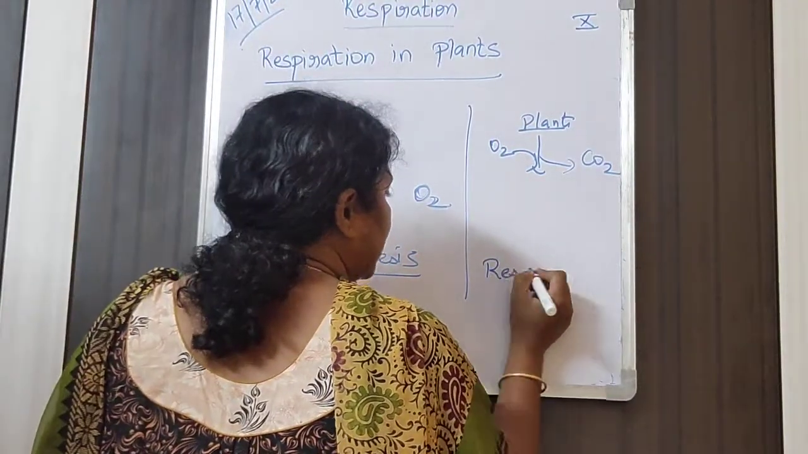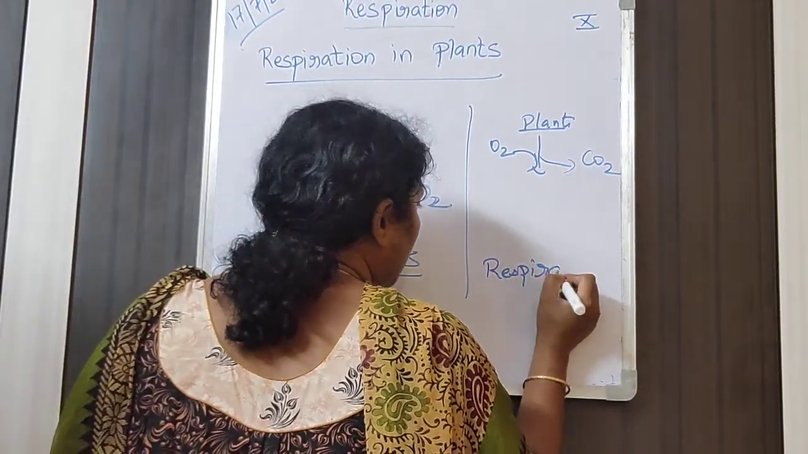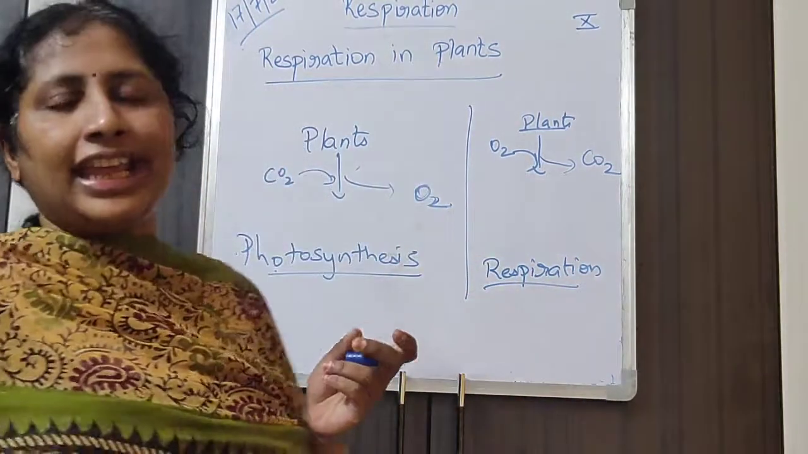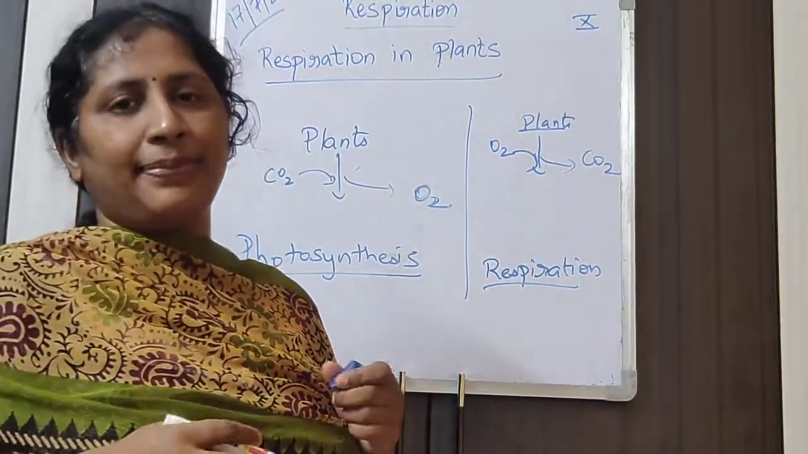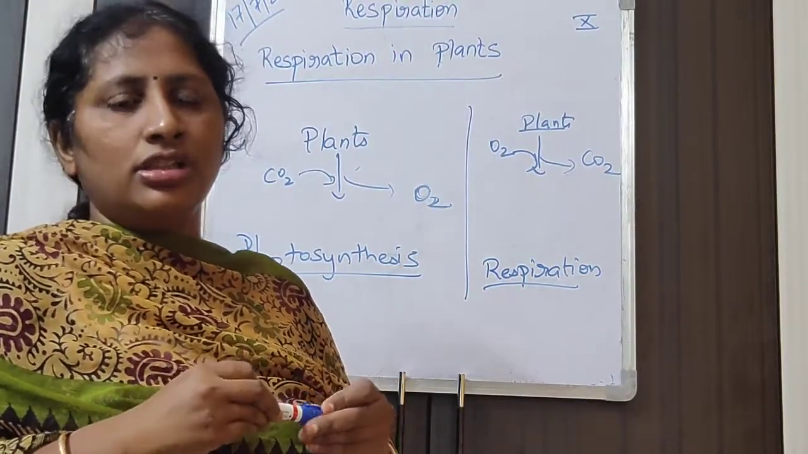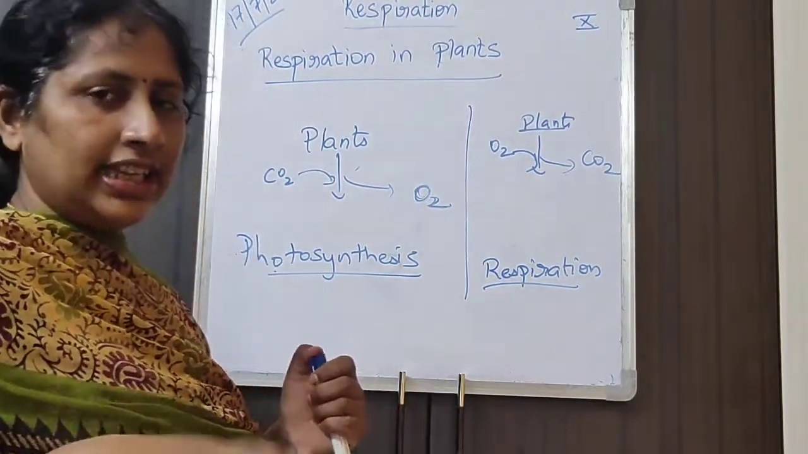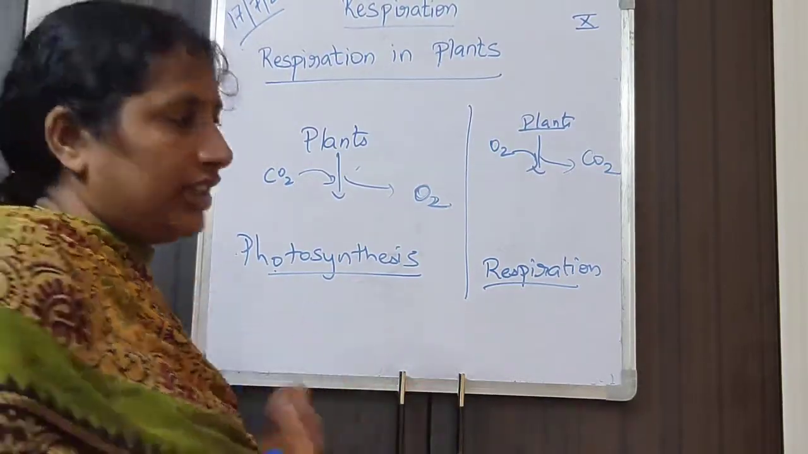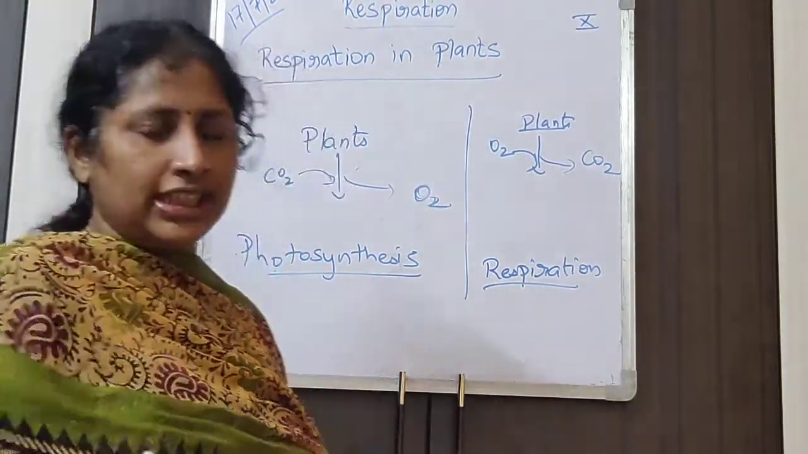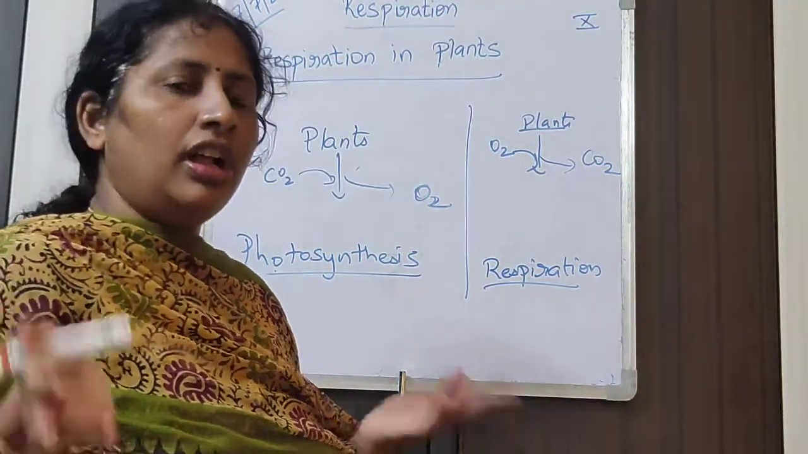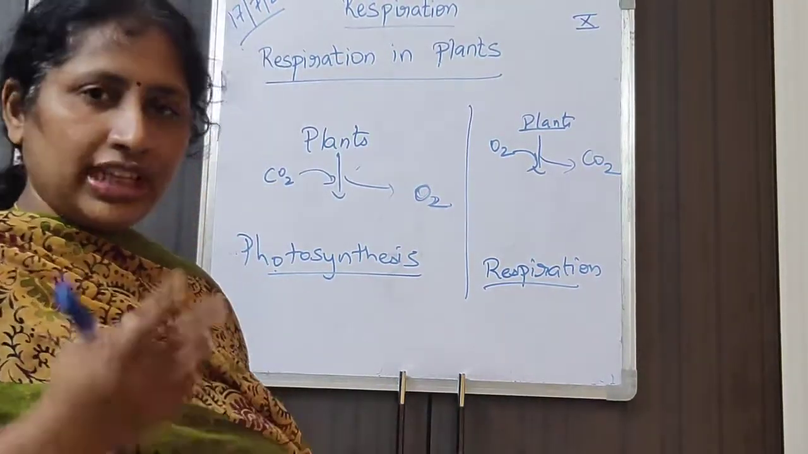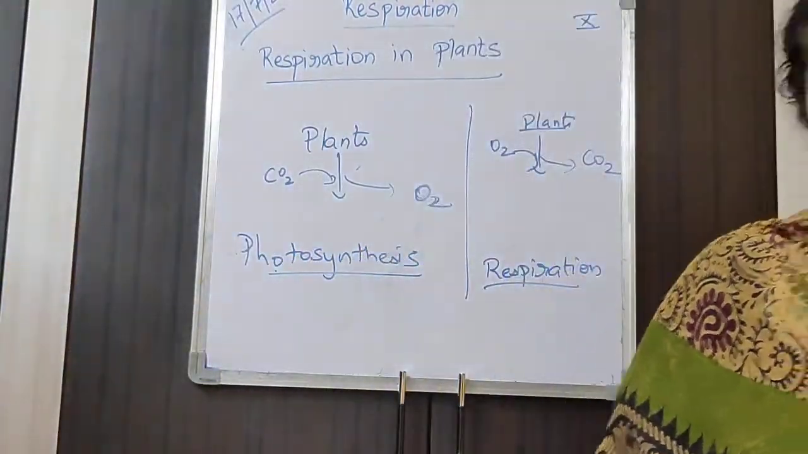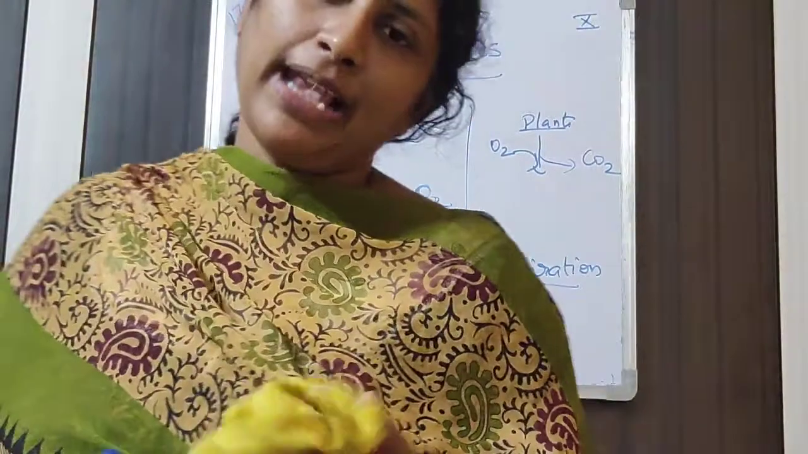Okay? So, respiration. While doing respiration, plants will take oxygen and release carbon dioxide like us only. So, plants will take oxygen and release carbon dioxide in respiration. So, we will see the differences between photosynthesis and respiration also, how they differ and what are the major differences between. Let us first know what are the respiratory organs in the plants.